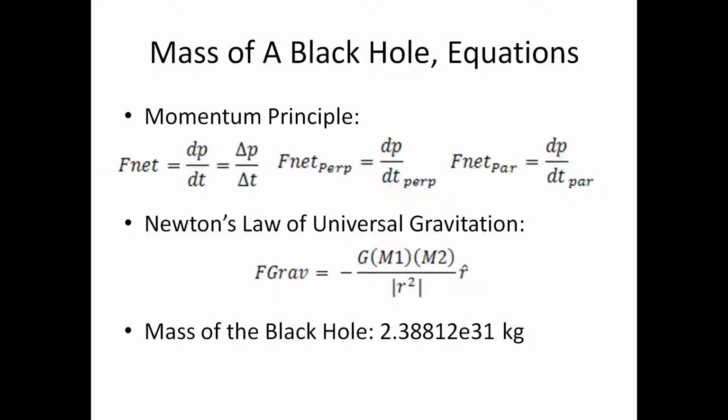Today we'll be trying to find the mass of a black hole using the momentum principle, Newton's second law, and Newton's law of universal gravitation. So how will we do this? Well, first let's consider the equations that we're going to need. Here's the momentum principle, a derivation of Newton's second law, and Newton's law of universal gravitation.